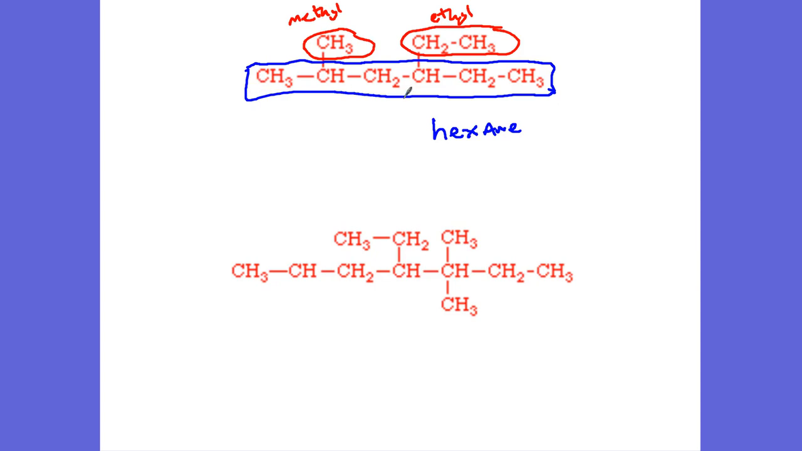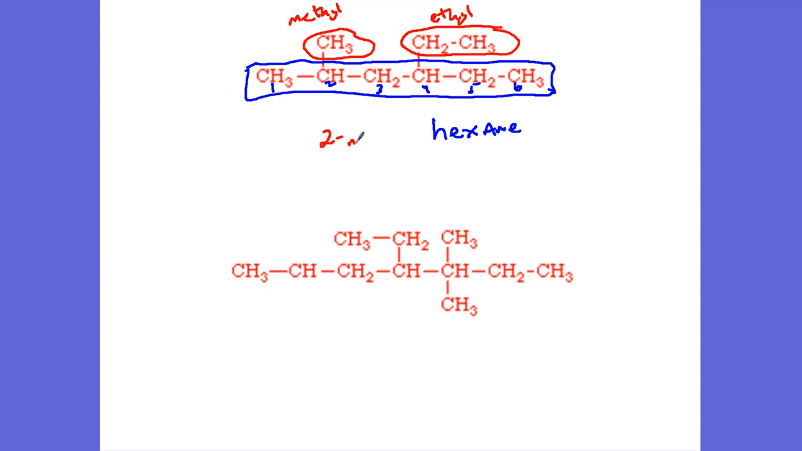Am I going to number from the left to the right or the right to the left? Well, do you see this methyl group's coming off the second one? This ethyl group would be coming off the third one. So we want the least amount. So I'm going to label it this way: 1, 2, 3, 4, 5, 6. I'm labeling the number of carbons. And you can see my methyl group's coming off of the second one.